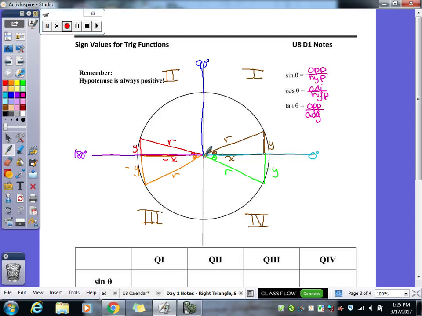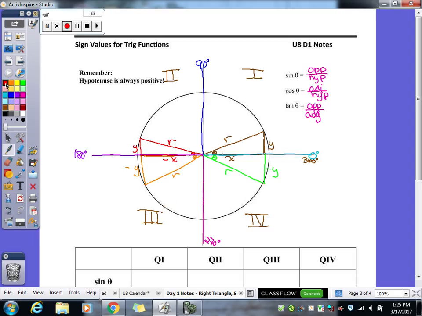What do you think this one would be? 270. Yep, this one's 270. So again, 180 to 270 is in here. And then just to complete it off, this would be 270 back up to 360. So that one line is 0 and 360 at the same time. It's got a lot of work to do, that one part.